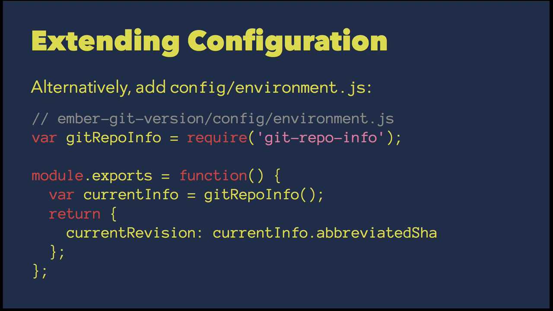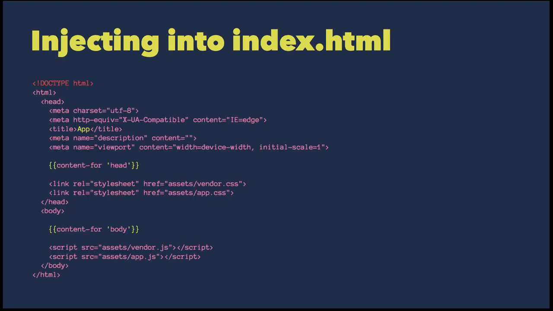A different way of doing it, instead of hooking into the config hook, is you can just stick a file in config environment.js with pretty much exactly the same thing. And Ember git version does this. So when you install this add-on, it will add into your environment the current version of your application, the current SHA of your Git repo, and also prints it out on the console. So if you're sharing it between a bunch of members of a team, you know exactly which version of the app people are running. If an error happens, you can log that to wherever.